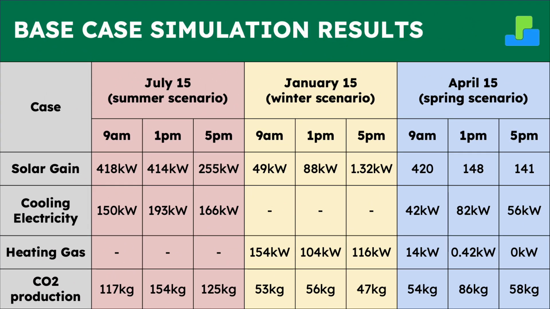And this is the summary for the base case. The higher the solar heat gain, the more the cooling electricity consumption, which increases the CO2 production, as in the case of July and slightly in April. The heating gas in January is higher in the morning and evening due to the lack of insulation and the need to warm the space.